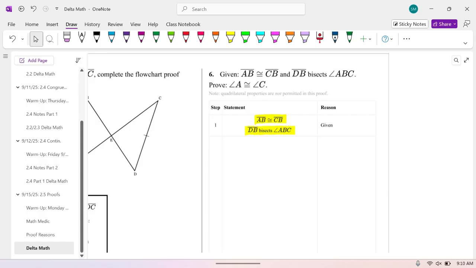Now, we may or may not be able to make another statement based off of what's given. So, do you think I could make any other kind of statement based off of the segment congruency? Anything else I can draw from that? Yes, no, maybe? No. All right, so that will probably just lead into our congruent triangle part. What about this? Could I make any kind of congruency statement based off of this statement? Yes. What would that be?